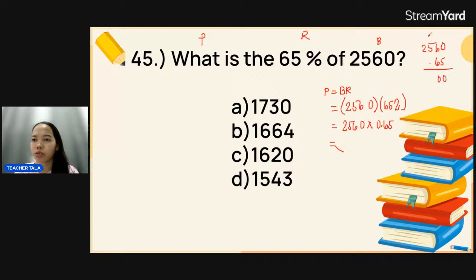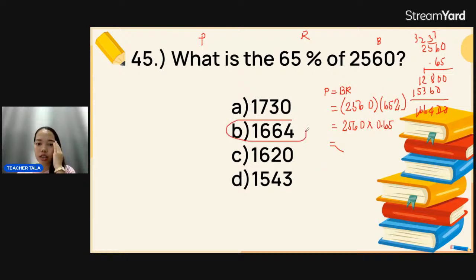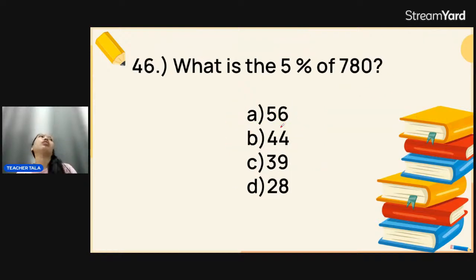So, 0, 30, 25, 28, 2 times 5, 10, 12. So, 0, 36, 5 times 6, 33, 2 times 6, 12, 15. 0, 0, 14, 6, 6, 1, 1, 2. So, i-crush natin yung dalawang 0. So, the answer is 1,664.